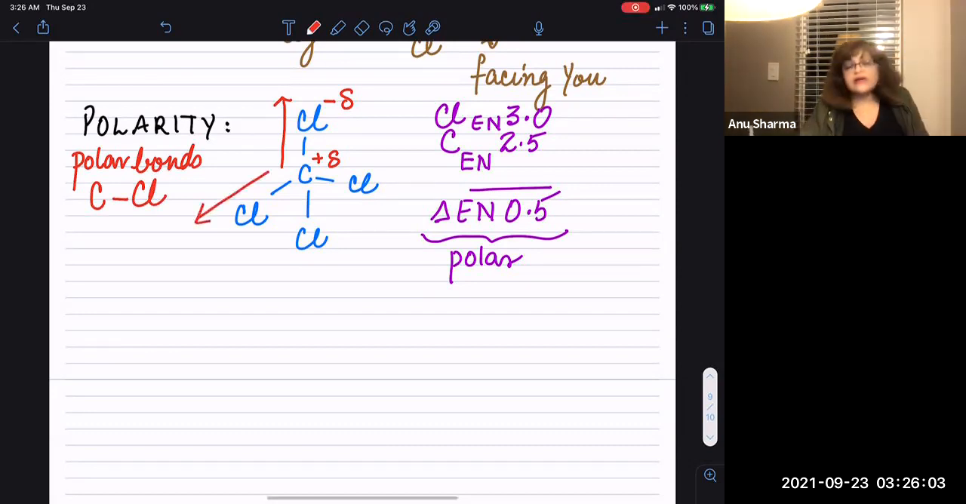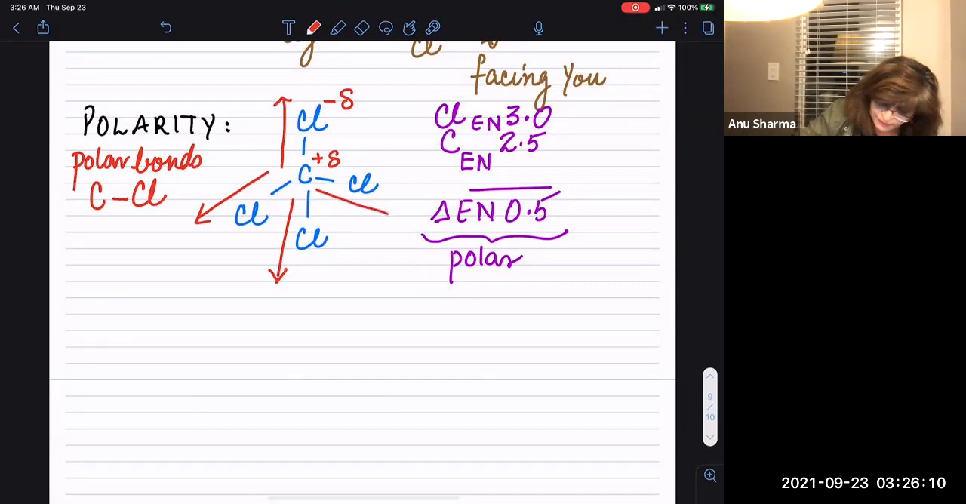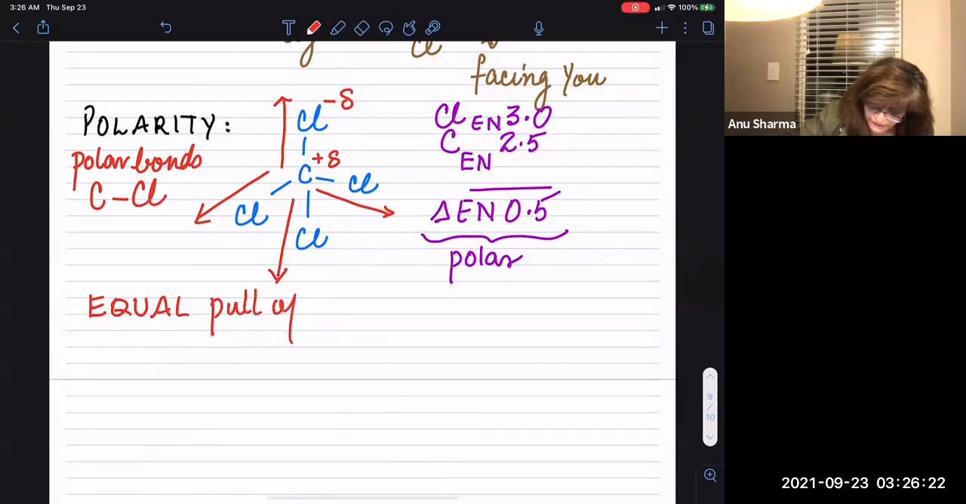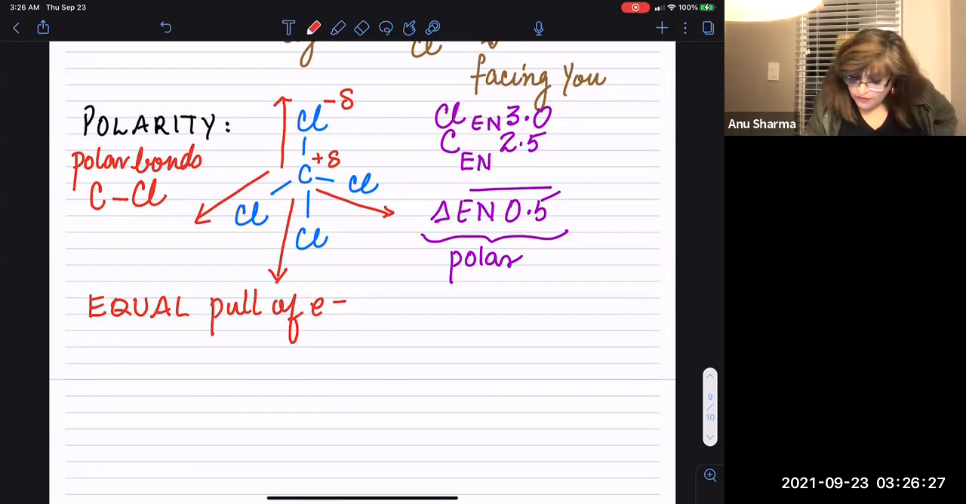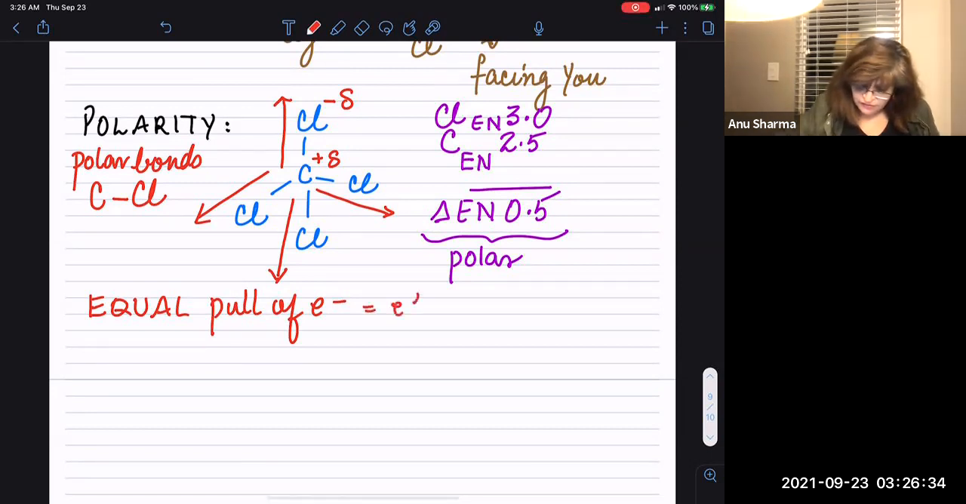It will pull the electron clouds towards itself. This guy has a polar bond, pulls the electron clouds towards itself. This one has a polar bond, pulls the electron clouds towards itself. So in all the four directions, there is an equal pull of the electrons. Then what happens when there is an equal pull of the electrons? The effect cancels out.